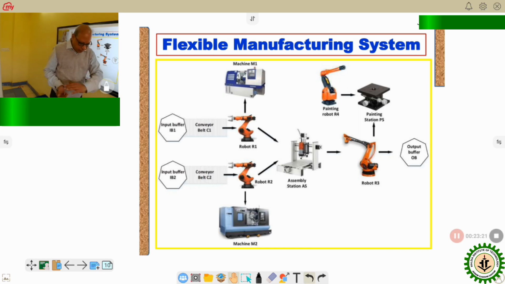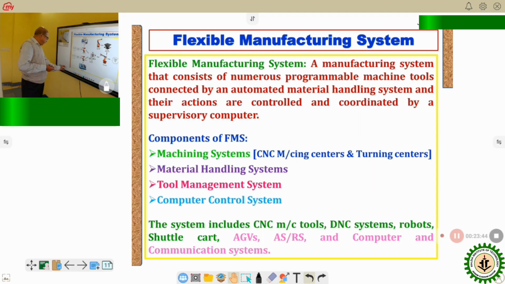Another way is that the floor can have a painting of fluorescent paint, which can guide or control the particular AGV to move from one location to another location, avoiding any collision and navigating the different bottleneck paths. So that is what the automated guided vehicles are about.